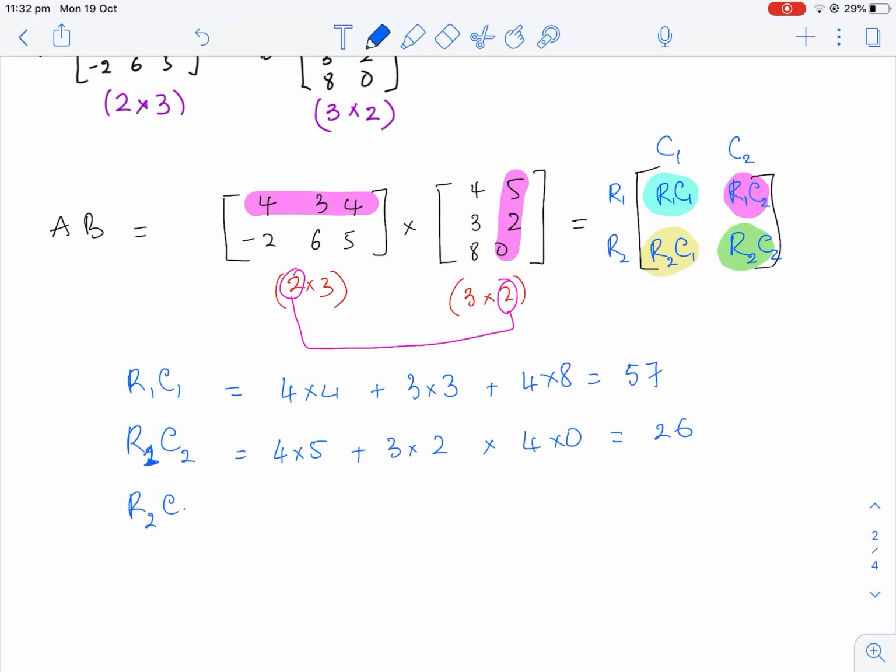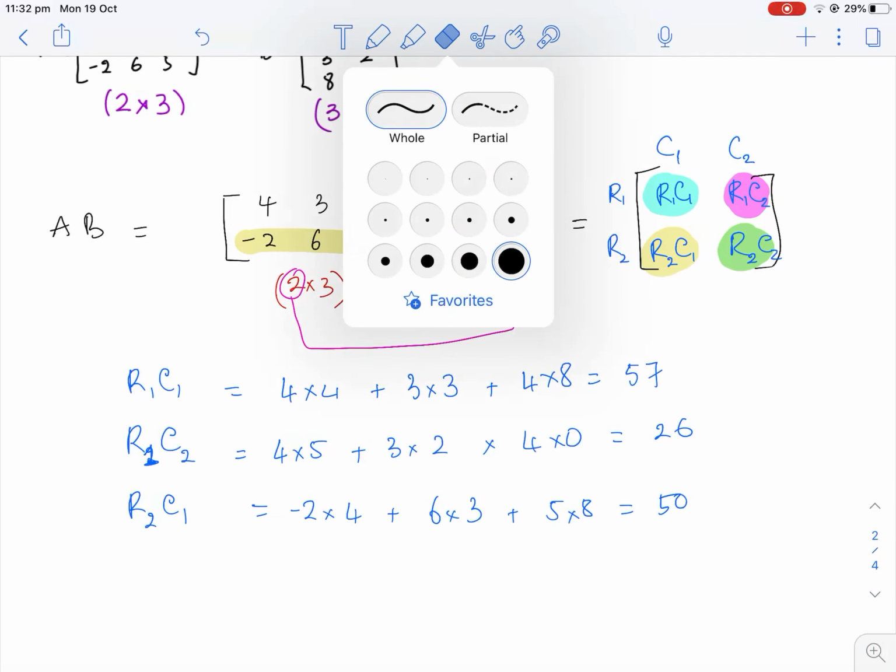Row 2, column 1. So now it's going to equal row 2 of the first matrix times column 1 of the second matrix. So it's going to equal negative 2 times 4 plus 6 times 3 plus 5 times 8, which equals, this one is 18, take away 10, 50. Okay, hope I did it correctly. And then move to the last one.